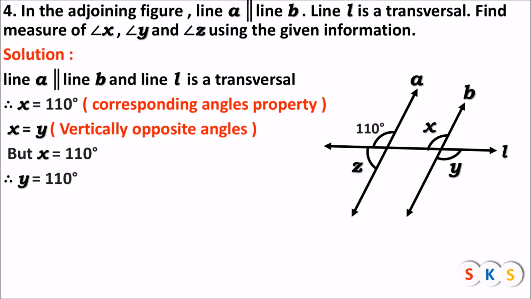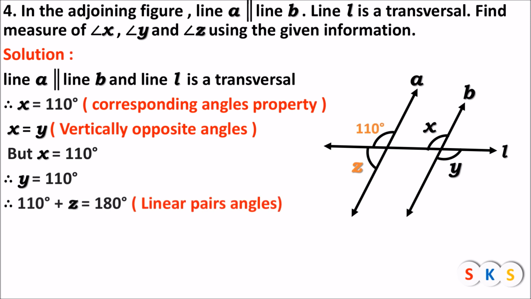Now we will find Z. Can you find angle Z in this figure? What is the relation between Z and 110 degrees? They form a linear pair. Can you see in this figure? They form a linear pair. Therefore, 110 degrees plus Z equals 180 degrees. Now we will shift 110 degrees to the other side of the equal sign. Therefore, Z equals 180 degrees minus 110 degrees. Therefore, Z equals 70 degrees.